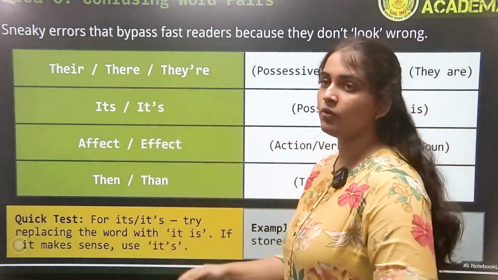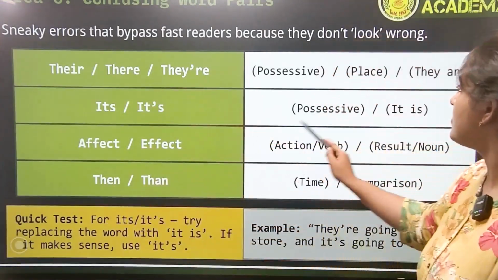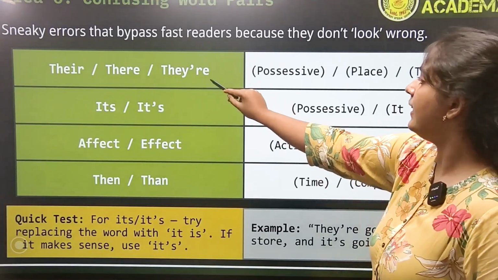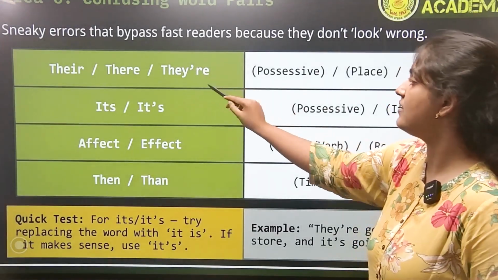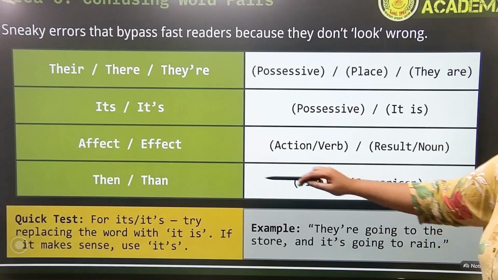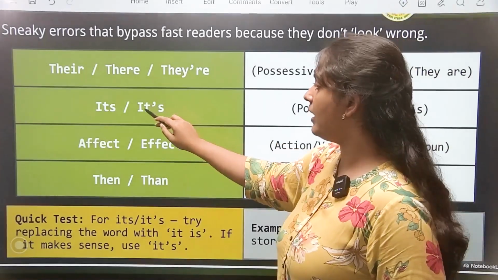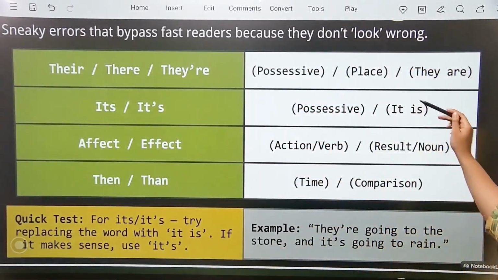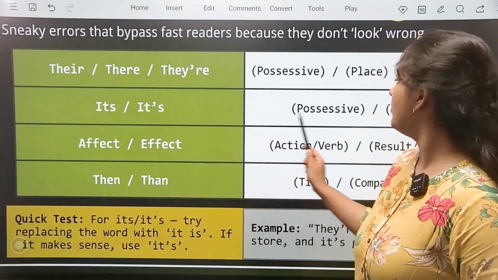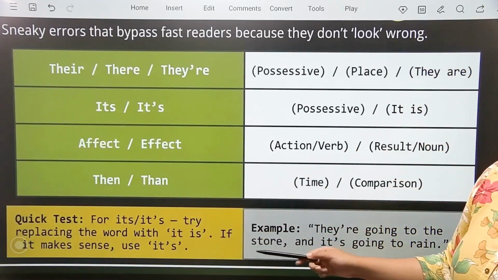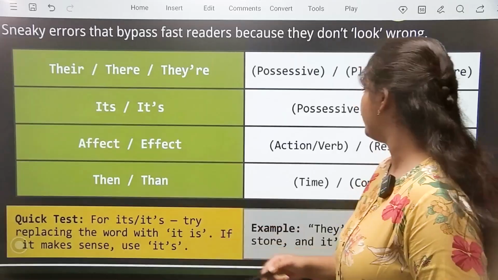Their means उनका. There, it's a place. I'm going there. And there's is they are. When this is a punctuation, that's a simplified form of this bigger word, they are. It's, this question comes up very often, people get confused. This is a punctuation. If you expand it, it becomes it is. Its becomes possessive. Possessive means मेरा, आपका, etc. Many people get confused here.